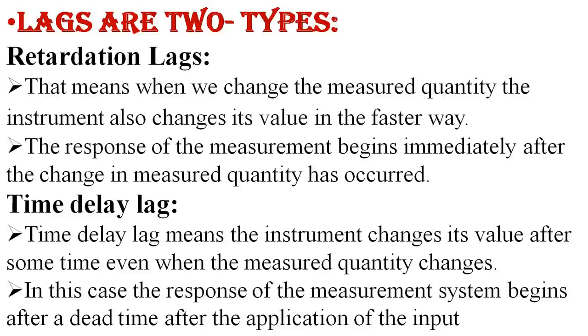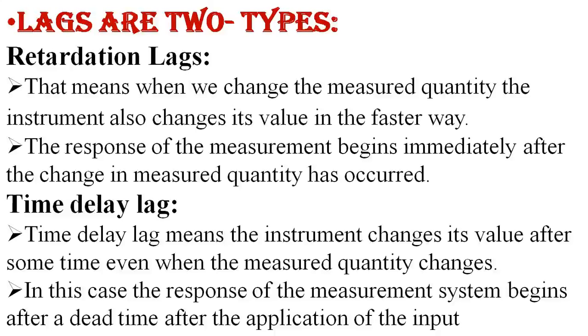In retardation lag, when we change the measured quantity, the instrument also changes its value in a faster way. The response of the measurement begins immediately after the change in the measured quantity has occurred. So when we change the input quantity, immediately after that we get the desired change in the output or response of the measurement system.